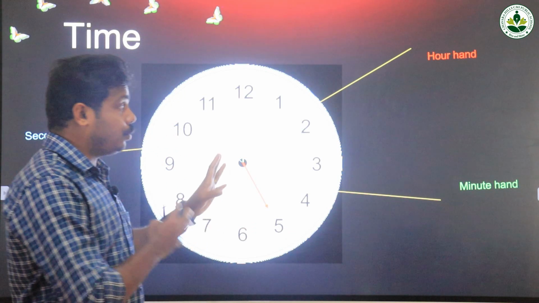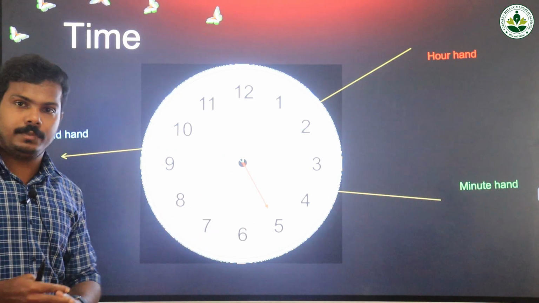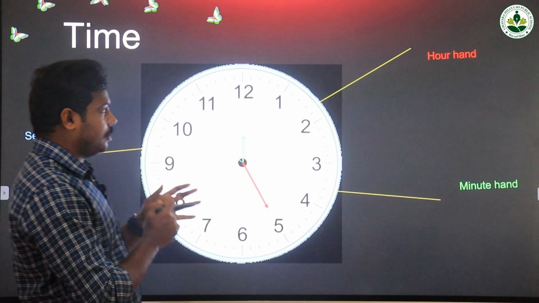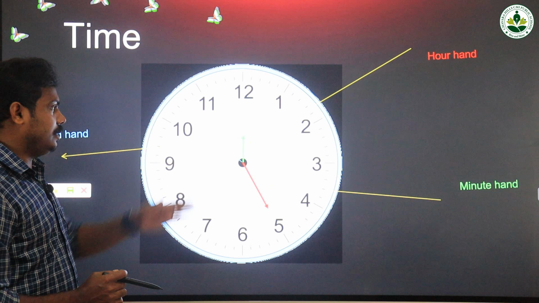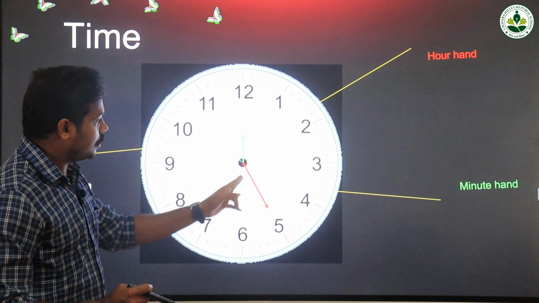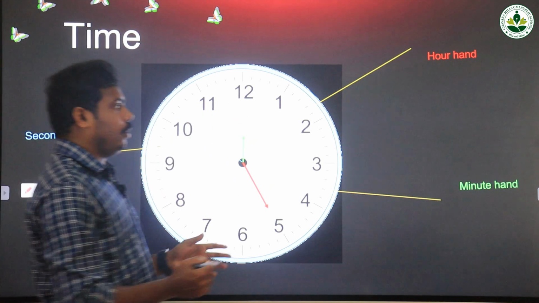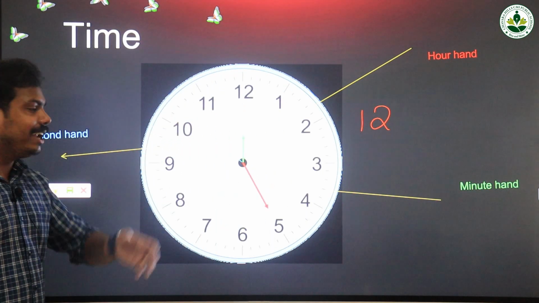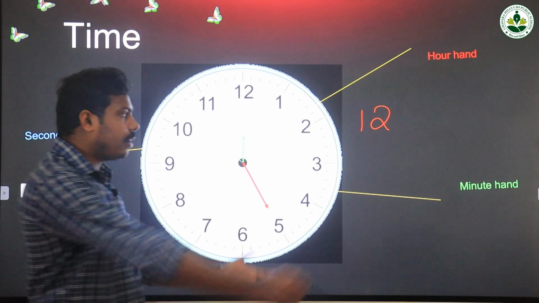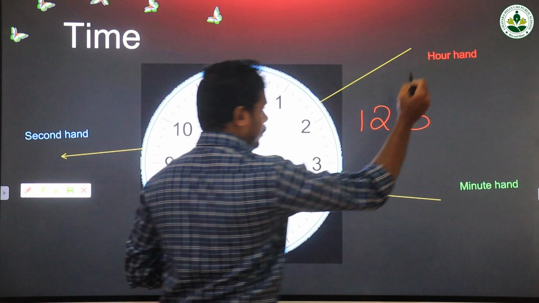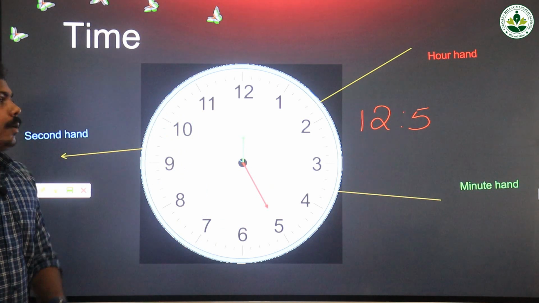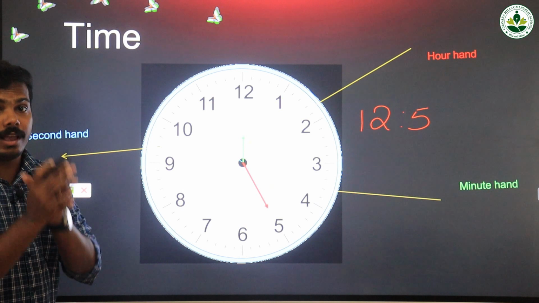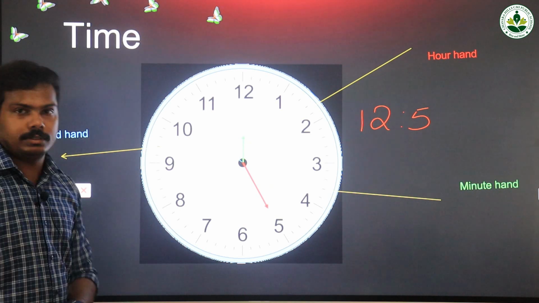Now we need to know how to read the time or how to check the time. Here in this clock, what is the time? The hour hand is on 12. Then the minute hand is on 5. We can write 12:5. Why? Because 1, 2, 3, 4, 5, 6 up to 12 always shows the hour.